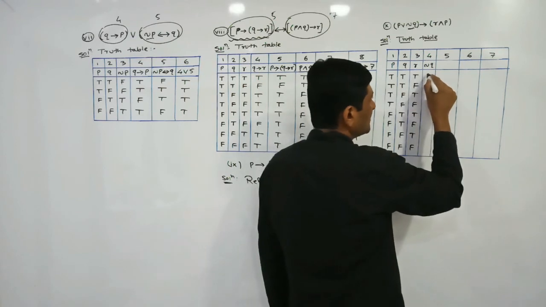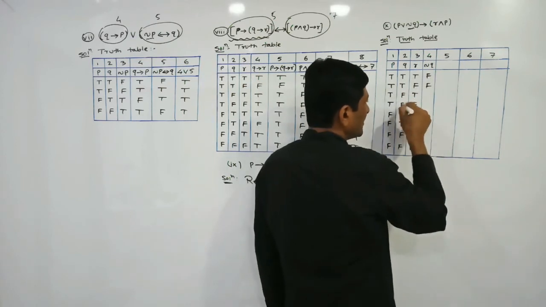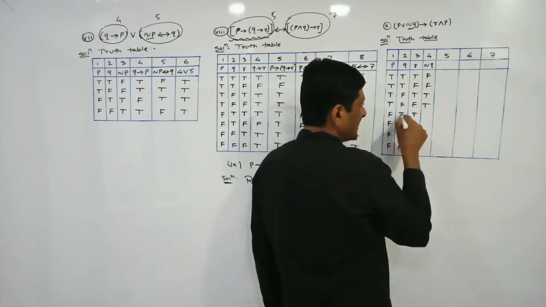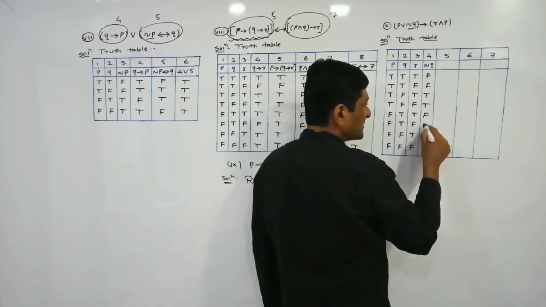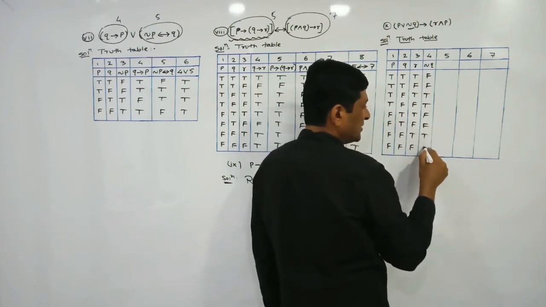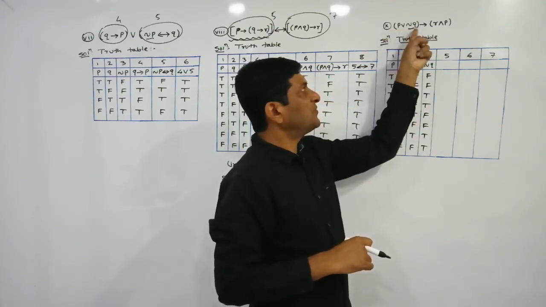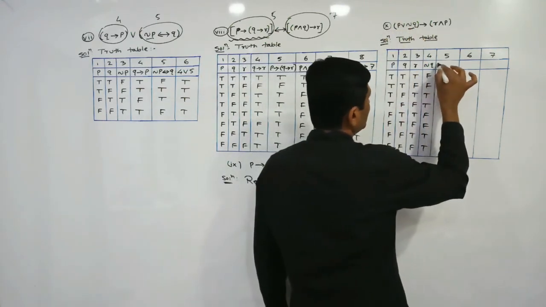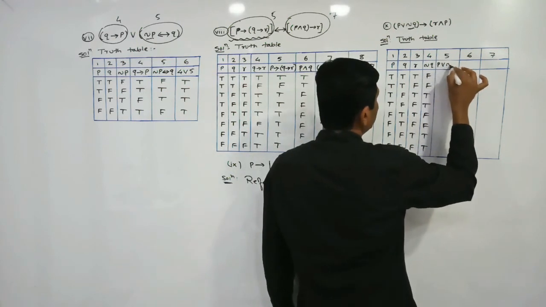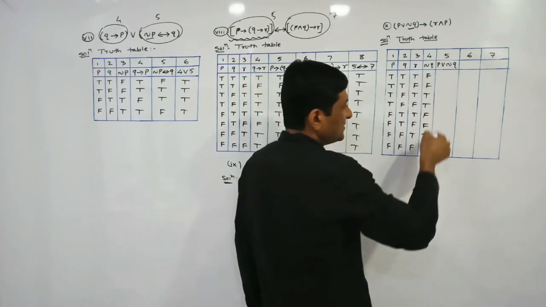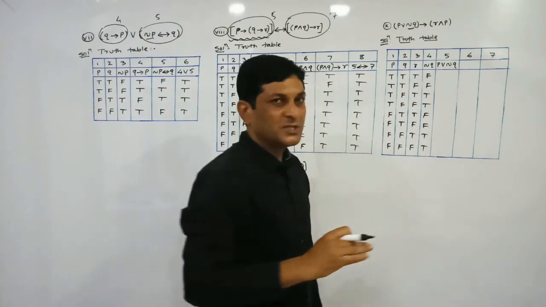Negation of true is what? False. Again, negation of false is what? True. Negation of true is what? False. And negation of false is what? True. Okay. So now to find the truth value of this first part, P or negation Q, we have to connect P and negation Q by which logical connective? Or.